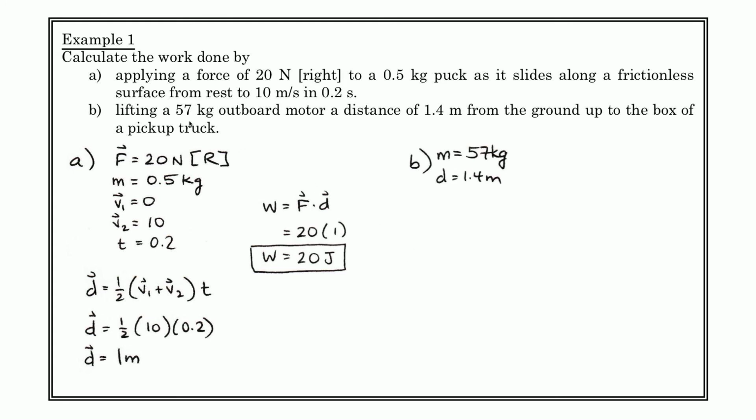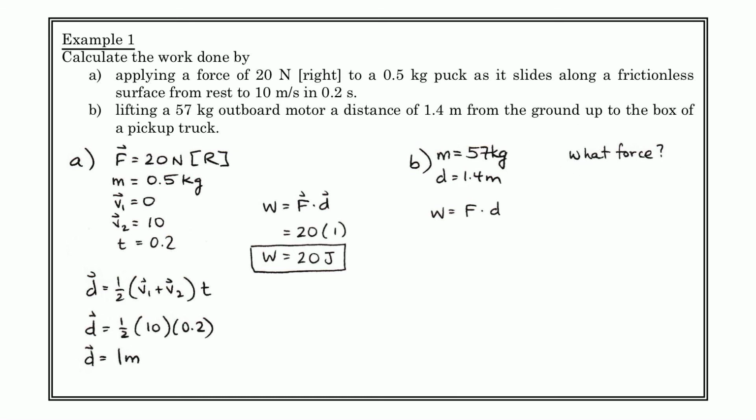Okay, in part B, we're lifting a 57 kilogram outboard motor a distance of 1.4 meters from the ground up to the box of a pickup truck. So we have displacement and we have mass. But if we're lifting an outboard motor, we have to talk about the force that we're using here. When you lift something from the ground up to a certain height, you have to work against some force. And of course, you would be right if you said, oh, that's the force of gravity. And that's exactly what we're going to do to calculate how much work we have to do to lift this motor. We have to use the force of gravity.